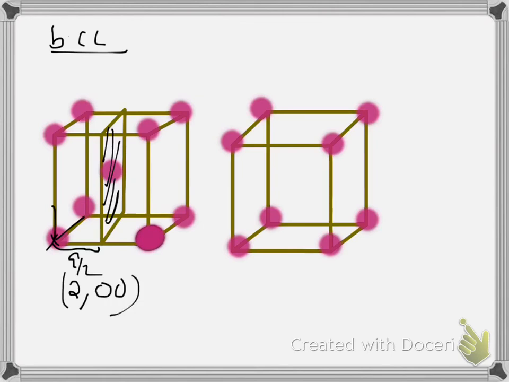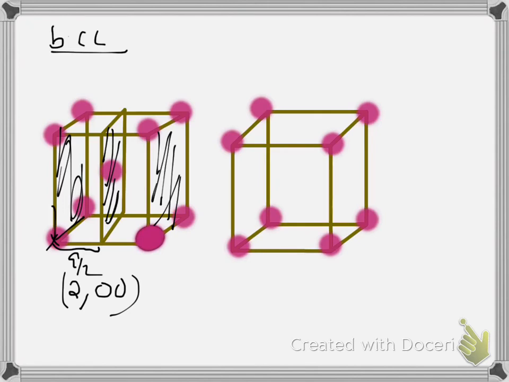But in FCC there was also a 2 0 0 plane. Their particles were present at the top, bottom, front and back of the faces, but here the particle of the body center is present in the 2 0 0 plane. If this is 2 0 0, this is also 2 0 0, and this is also 2 0 0. That's all about the 2 0 0 plane.